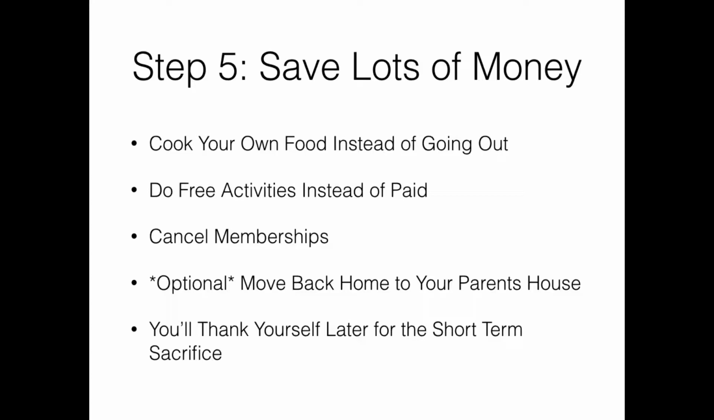Moving on to step number 5, save lots of money. So one of the best ways for you to save money quicker is by staying home instead of going out to eat, because cooking your own food is usually much cheaper and also healthier for you. Do free activities instead of paid. So maybe instead of going out to watch a movie, you can go home and read a book, or you can watch it on Netflix. You might also want to cancel any memberships that you have. So I'm not advocating that you cancel your gym membership, but maybe instead of going to that expensive commercial gym, maybe you want to go to a cheaper local community center.